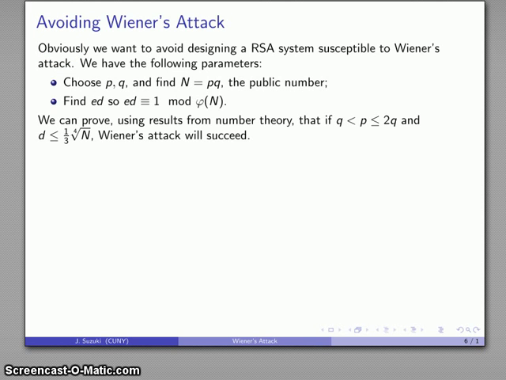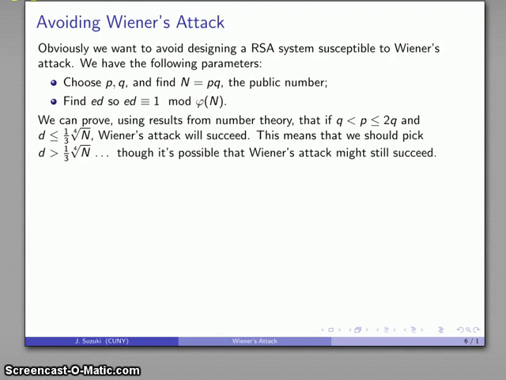So what does that mean? Well, you should pick a large decryption exponent, and what that actually guarantees is that Wiener's attack is not guaranteed to succeed. Now, we should pick a large value. The thing we don't know at this point is there could be values greater than 1/3 the fourth root of n for which Wiener's attack will still work. That upper limit has not been thoroughly researched at this point.